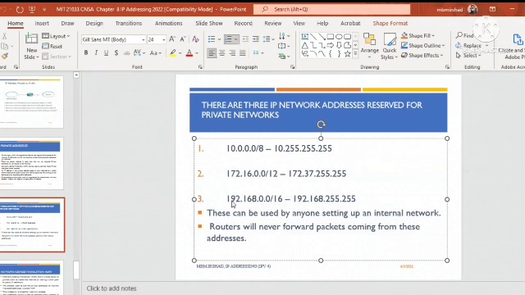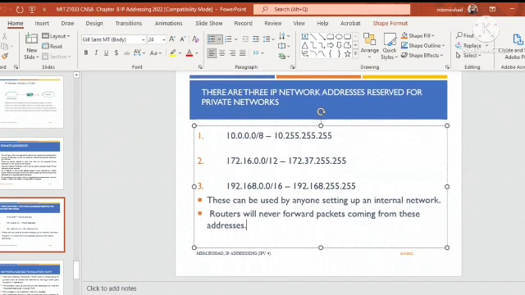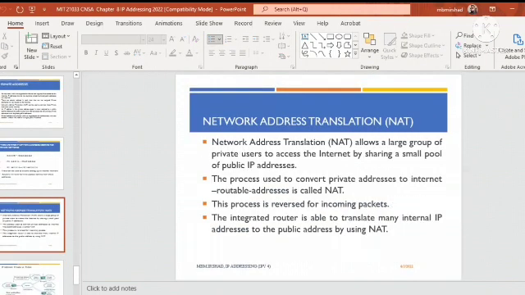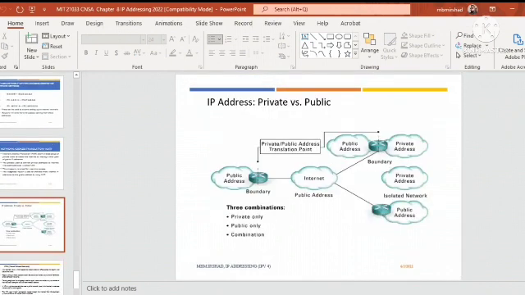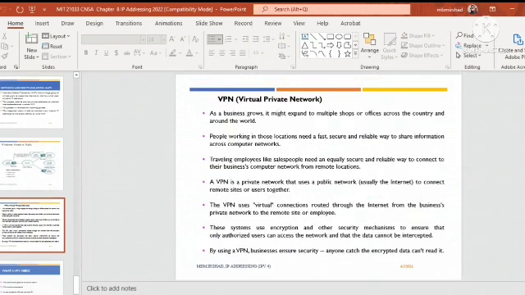If it is class C, you can use this range. So the router will never forward packets coming from these addresses. They will be forwarded with the help of NAT. So network address translation is explained there. Okay, public versus private. But the diagram that I have shown you here, they have given here VPN. I will explain what VPN is in the next class.